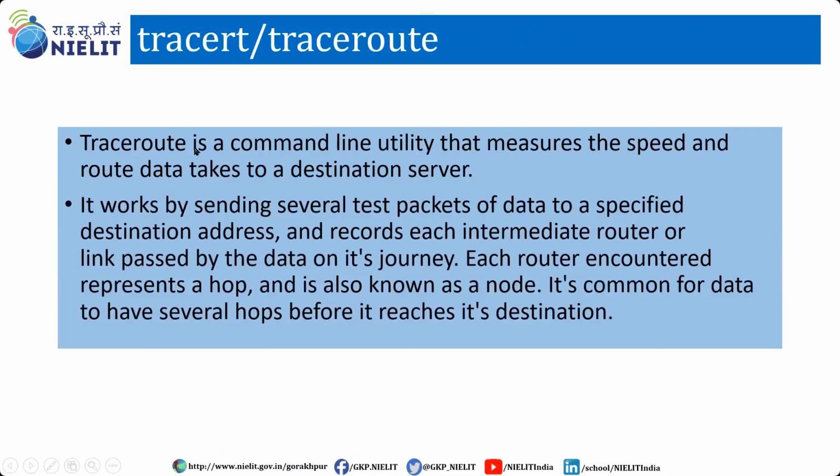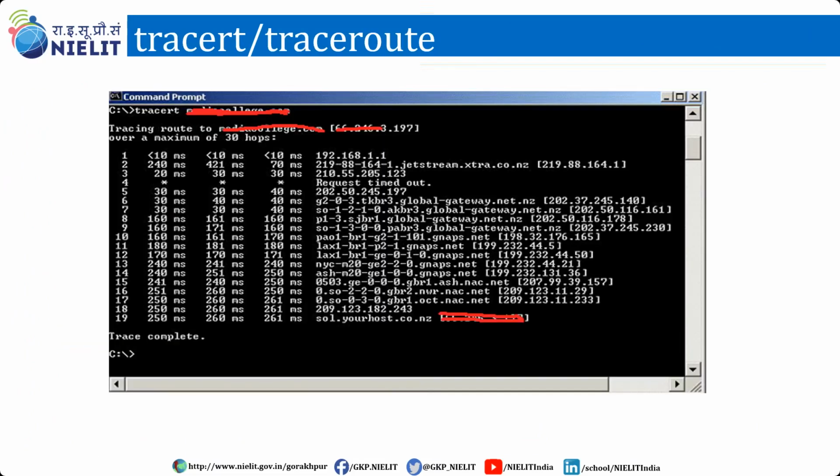So traceroute is a command line utility that measures the speed and route data taken to the destination server. Basically, traceroute also uses the ICMP protocol in the background. When we run traceroute, it will show a lot of information. Traceroute means how many routers are there between my laptop and the destination machine, and what is the performance of 3 packets at each destination.